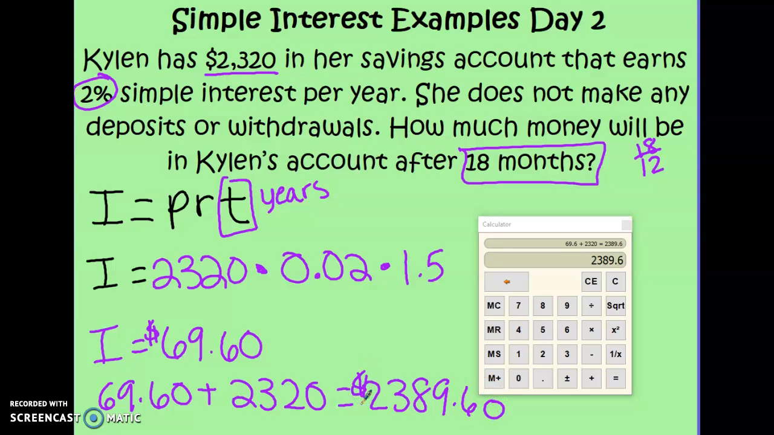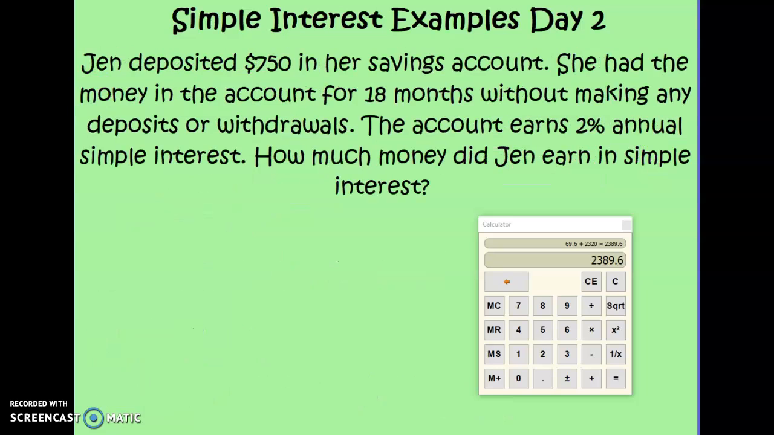Okay, here's our next example. Jen deposited $750 in her savings account. She had the money in her account for 18 months without making any deposits or withdrawals. The account earns 2% annual interest, simple interest. How much money does she earn?